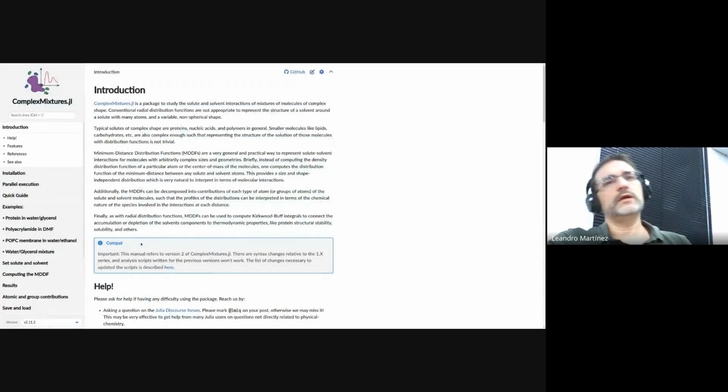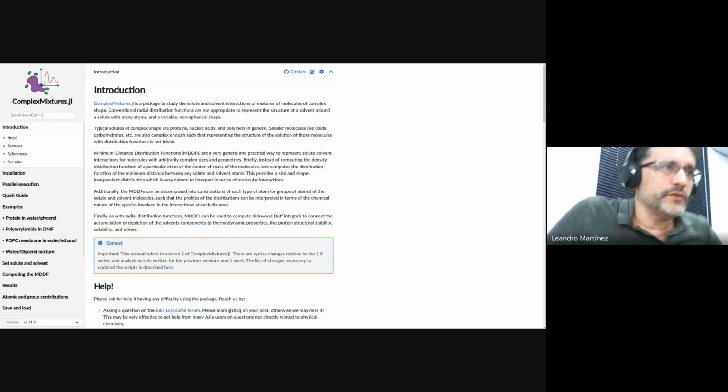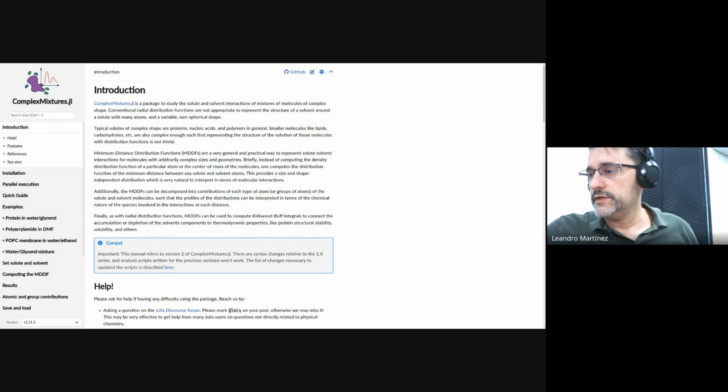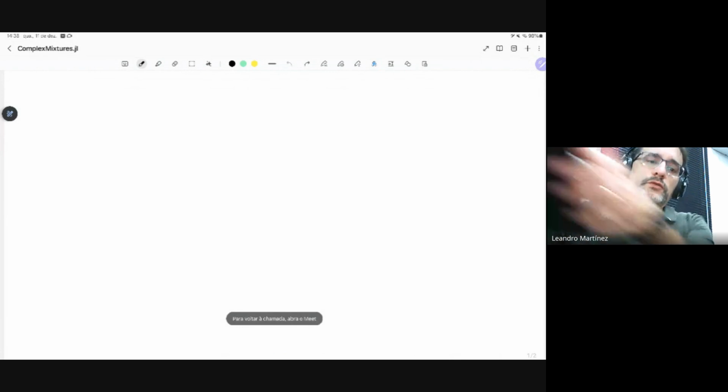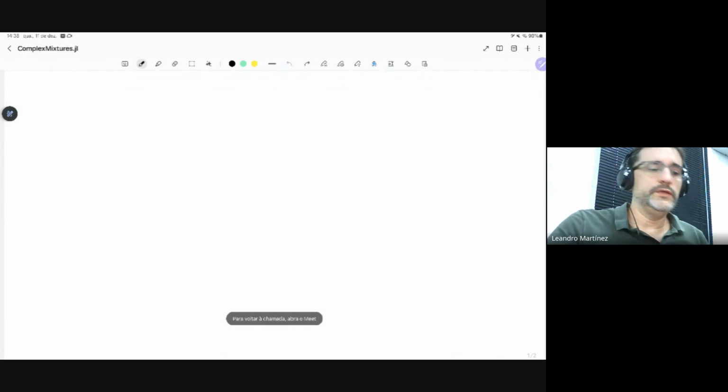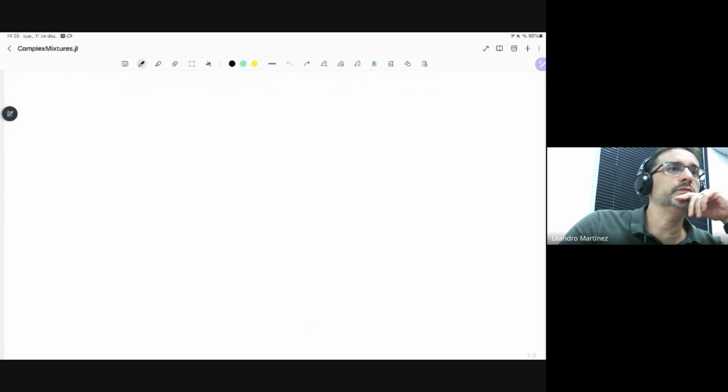And the docs are the place where you should start reading to understand what the package does and how to use it. I'll start with a brief introduction of what this package does in general, and for that I'm going to draw something. So this is a package that computes a kind of distribution function which is not the most common distribution function, but I'll try to illustrate how these distributions work by doing a small drawing here.